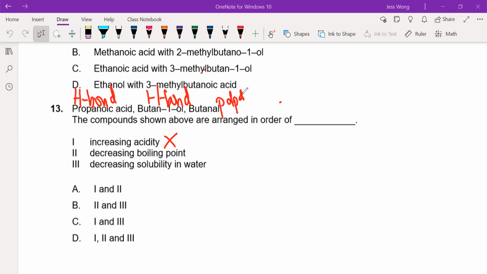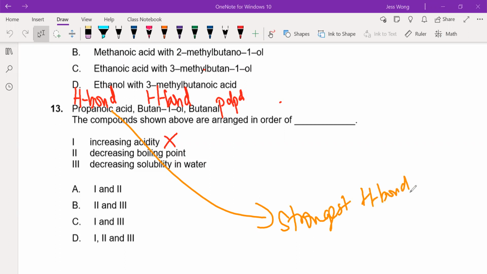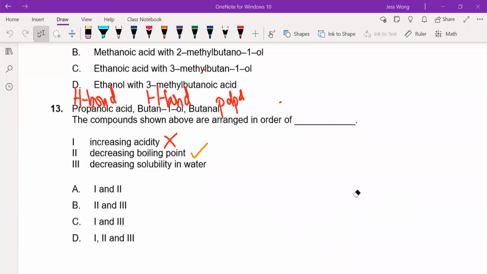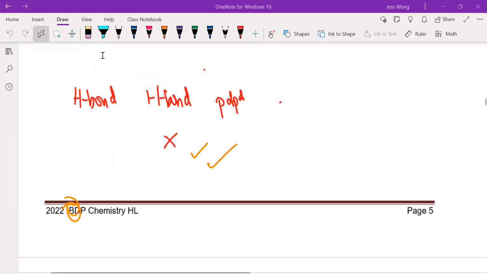So propanoic acid, take note, it has the strongest hydrogen bond. Okay, strongest hydrogen bond, more extensive hydrogen bond than butanol. So therefore, propanoic acid will have the highest boiling point and then it decreases. So this is correct. Again, the next part, decreasing solubility in water. Since solubility is about forming hydrogen bond, the extent and the strength of the hydrogen bond will also decrease as we go down in the same order. So therefore, answer will be 2 and 3. Okay, now 2 more questions to go.